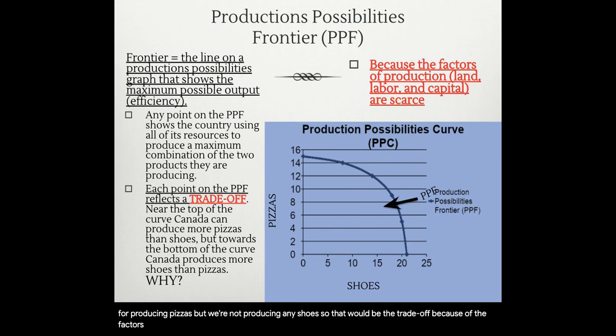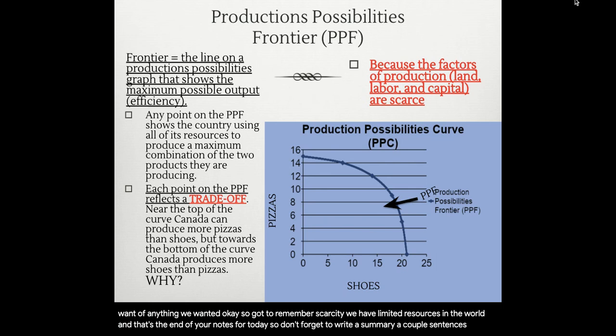Because the factors of production, land, labor, and capital are scarce, that's why we can't just produce as much as we want of anything we wanted. Okay, so we've got to remember scarcity, we have limited resources in the world. And that's the end of your notes for today. So don't forget to write a summary, a couple sentences about what you learned.